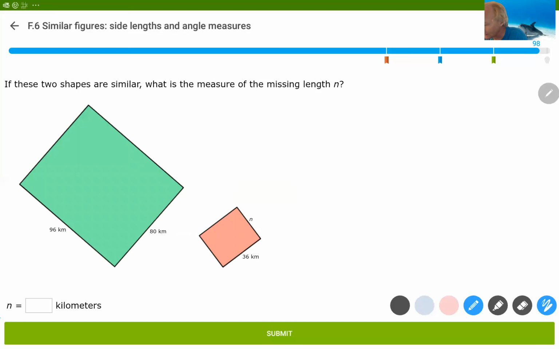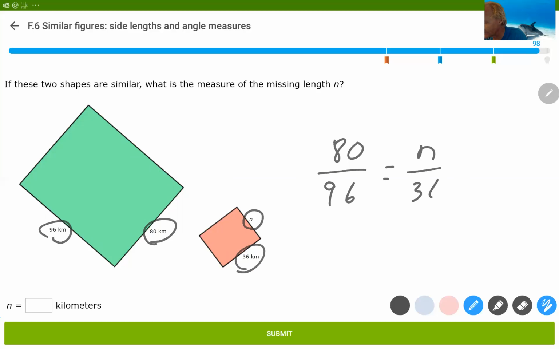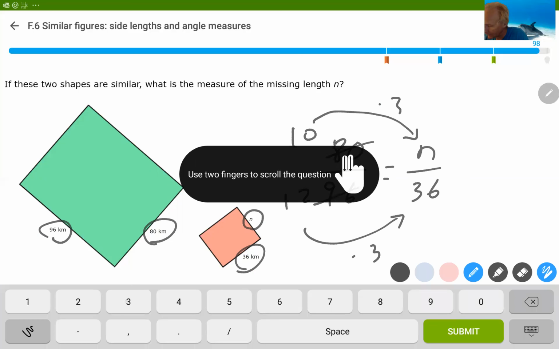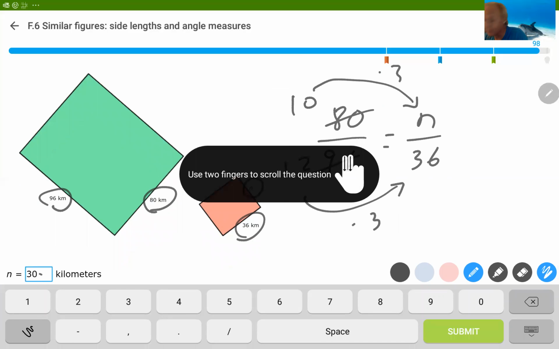No, man, it doesn't like me today. All right, this is a rectangle. This is the shorter side over the longer side. 80 over 96. This is the shorter side over the longer side. N over 36. And if we simplify, we can put 8 goes into 80 10 times, and 8 goes into 96 12 times. And this is multiplied by 3, so that's going to be 30. And I just double checked my units, looks good.